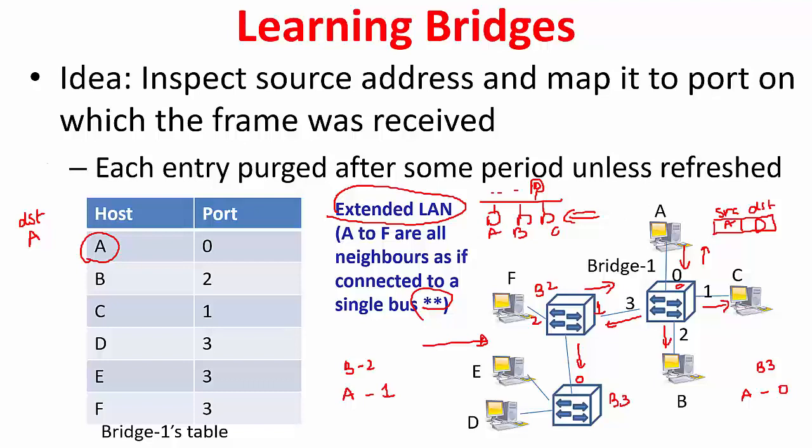Note that such entries in this table are purged after some period unless they are refreshed. Why do you think this is the case? Well, it may be that F may move from here to some other bridge. So you don't want this to remember forever, because if F moved to some other place, then it won't receive any packets because you will keep forwarding it in this direction. So to avoid that, you need to time out these values.